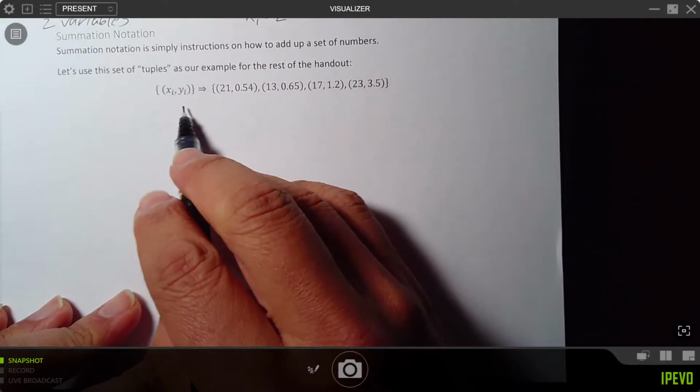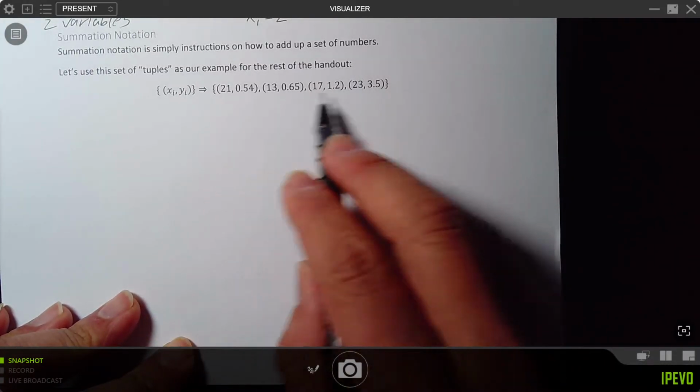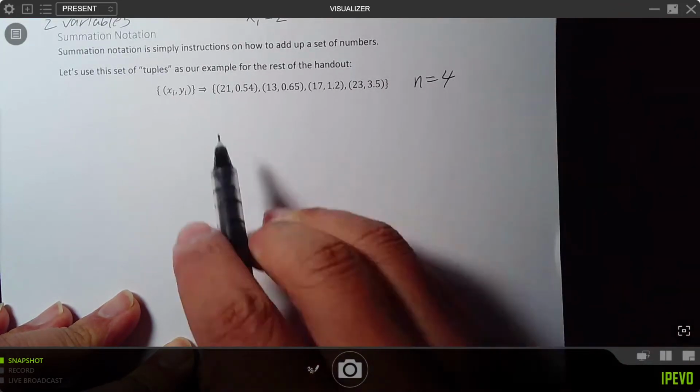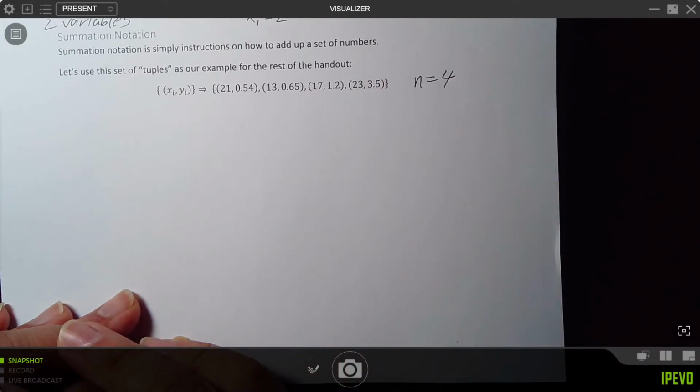Right. So here again is our tuple. Right, here's our tuple, and now I have it written out. So I have a size of 4, so n equals 4 here. You want to see 1, 2, 3, 4. I have 4 observations. Okay, now what is summation notation?